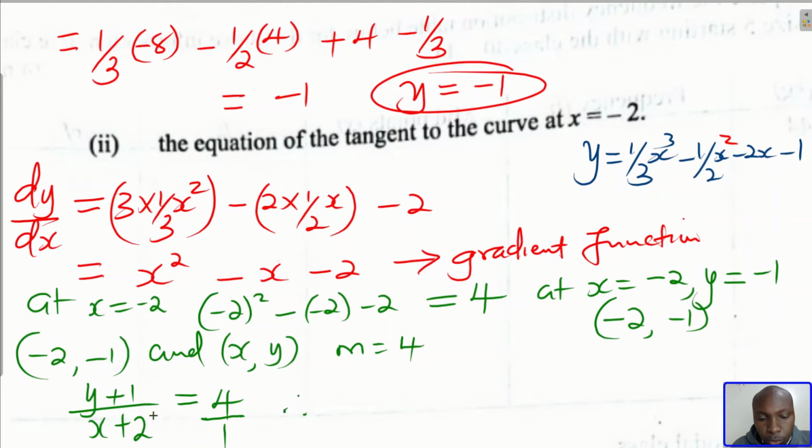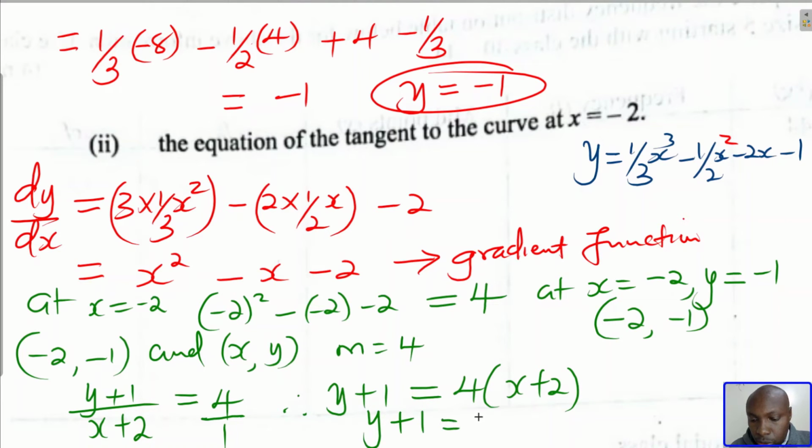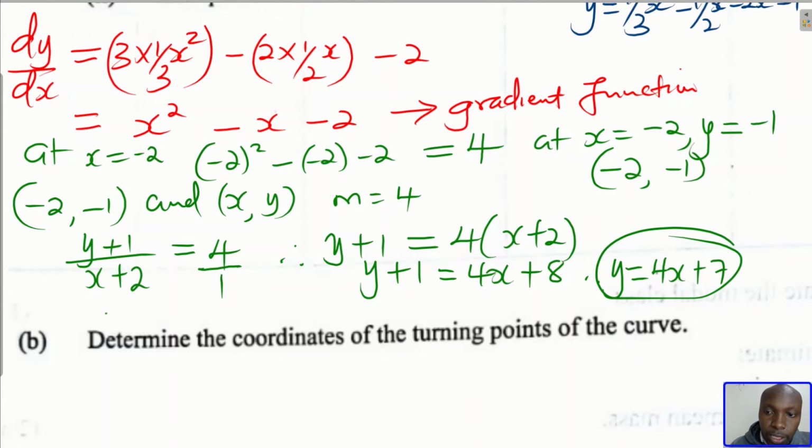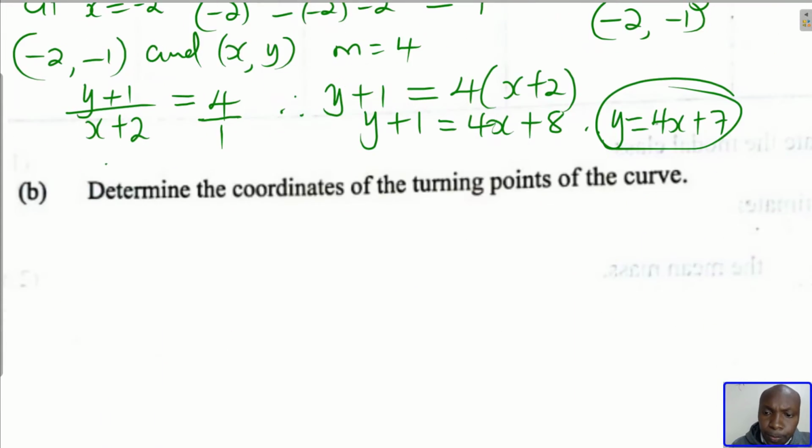So cross multiplying these, you get y plus 1 is equal to 4 into brackets x plus 2. So y plus 1 is equal to 4x plus 8, and this one will give y is equal to 4x plus 7. So that is now the equation of the tangent to the curve at that point.